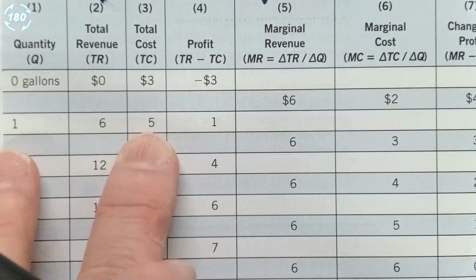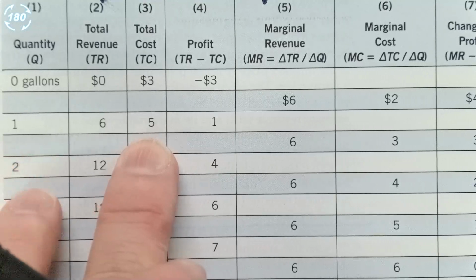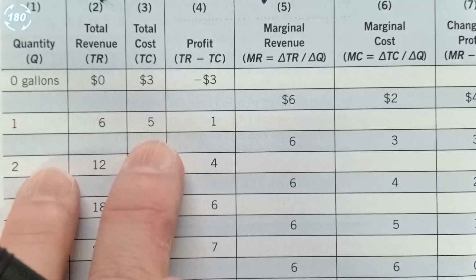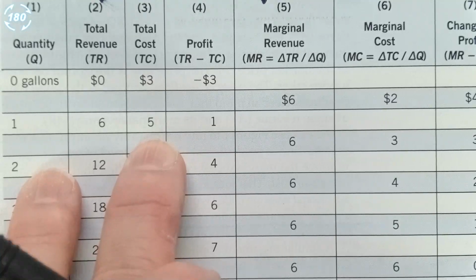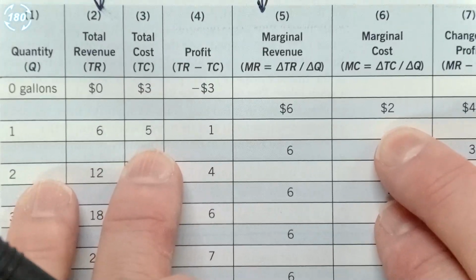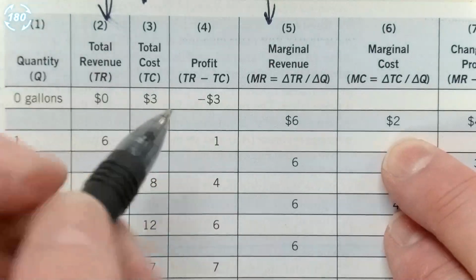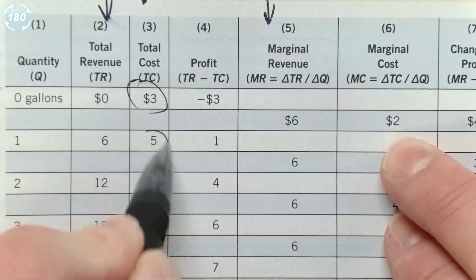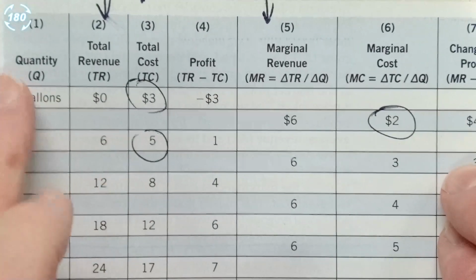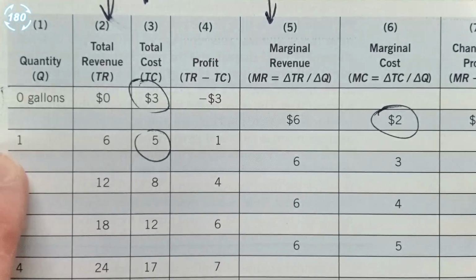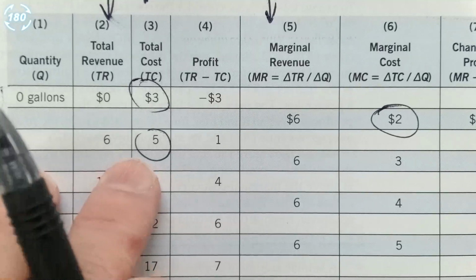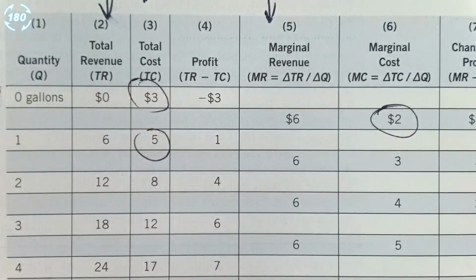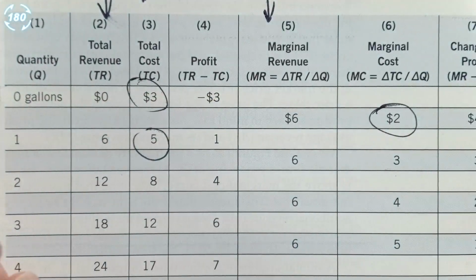So you'll notice if you go to quantity of 1, the total cost is 5 units. Why? Because there's a fixed cost of 3 buried in here somewhere and a variable cost of 2. All right. So you'll notice here, this number 2 over here in the marginal cost column. That's the difference between these 2 numbers right here, divided by the change in quantity. So you remember marginal cost, here's the rule, is change in total cost divided by change in quantity. So it's 5 minus 3 over 1, which is $2.